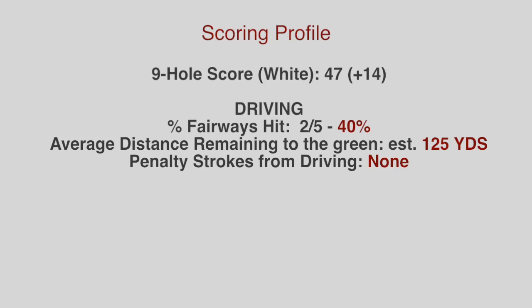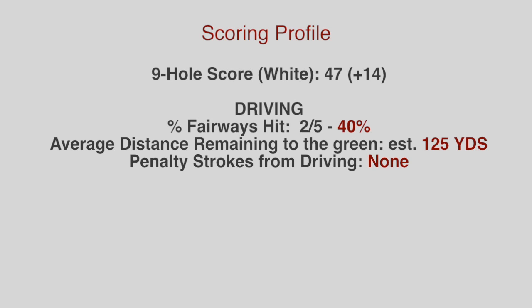First, let's look at your driving statistics. For driving, we need to evaluate accuracy and distance. For accuracy, for the 5 holes that were not par 3s, you hit 2 fairways, which is 40%. Because this course has very narrow fairways, this statistic is not that bad, and even on this round, when you did miss the fairway, you didn't miss by much. Also during this round, you had no penalty strokes because of your tee shot. Though I suspect for many of your rounds, your tee shots do result in some penalty strokes.